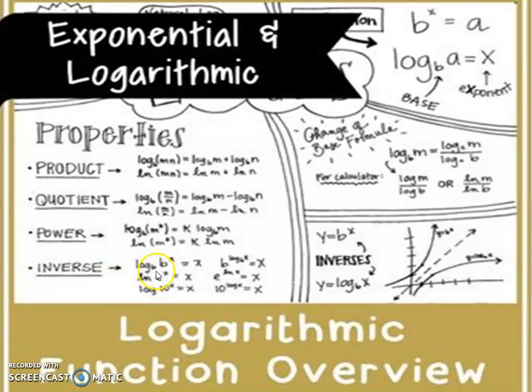Inverse we have to check. Log to the base b of b raised to x is x. b raised to log of x to the base b is x. ln of e raised to x is x. e raised to ln of x is equal to x. Log of 10 raised to x is equal to x, and 10 raised to log to the base 10 of x is equal to x.